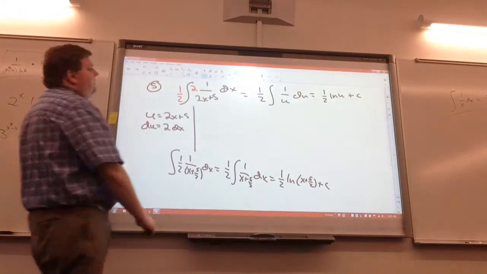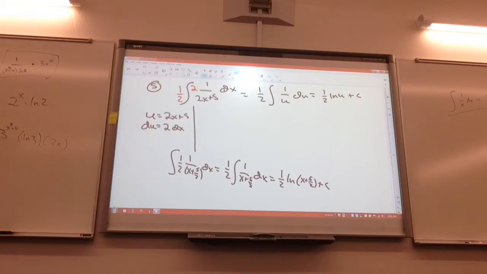So it's kind of an interesting alternate way of doing things. Can't you just do 1/2 ln u plus c, and then finish that up by substituting 2x plus 5? Yeah, you can absolutely do it that way, but you have a different answer. Do I really have a different answer? If I set them both equal to 0, do I get the same answer? Yes. They look different, but ultimately they are the same.